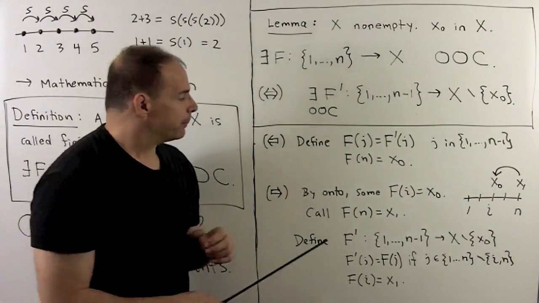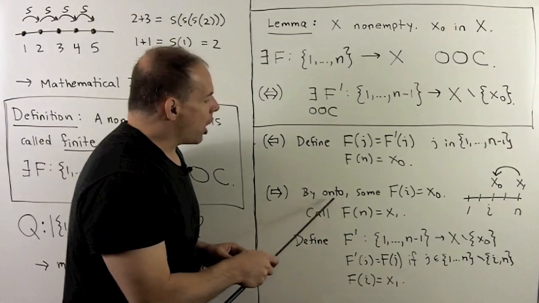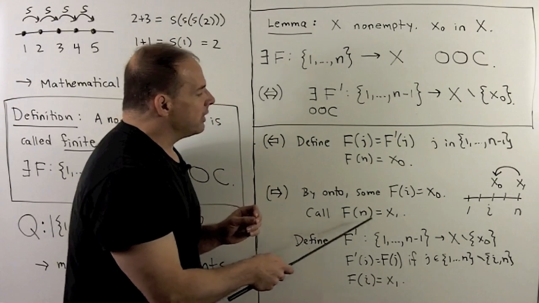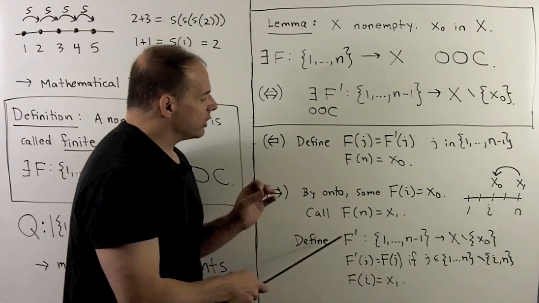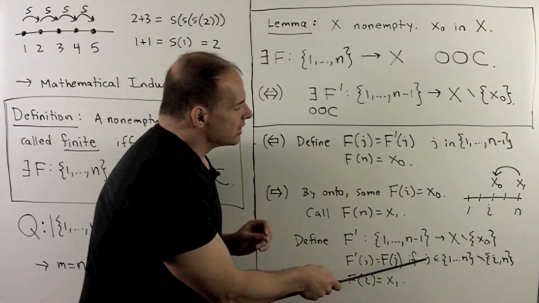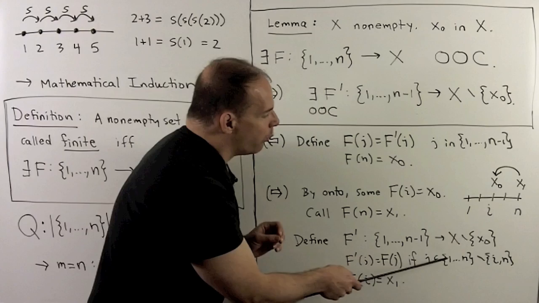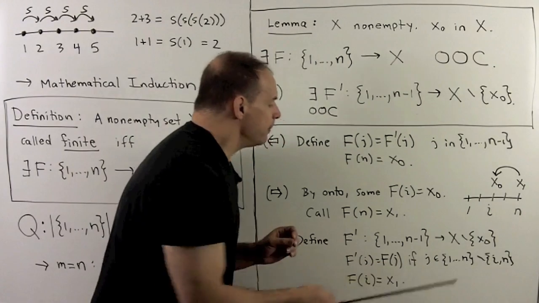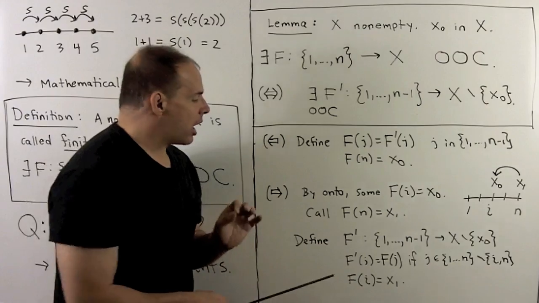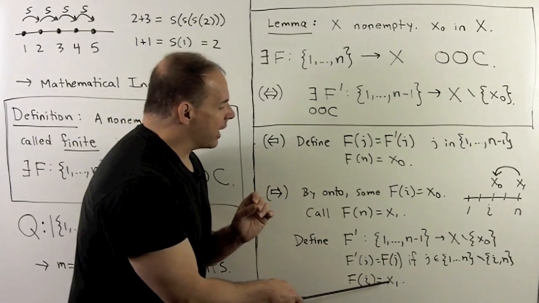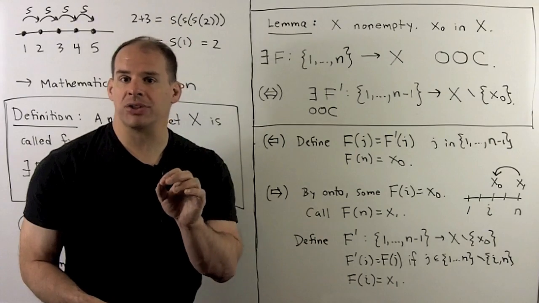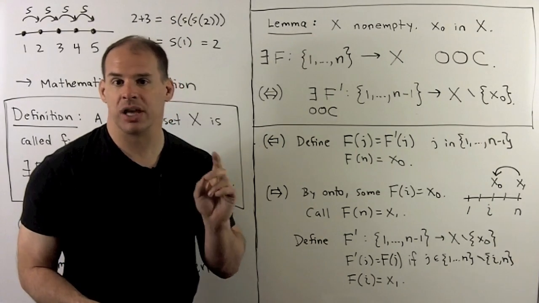So formally, since f is onto, f of i is equal to x0, and we'll call f of n x1. I'm going to define f prime in the following way. If j is in the set of all j from 1 to n, but not equal to i or n, we'll just define f prime equal to f. Otherwise, I'll define f prime of i equal to x1. That's just filling the hole in, and I'll leave it to you to show that's a one-to-one correspondence. So that's our lemma.